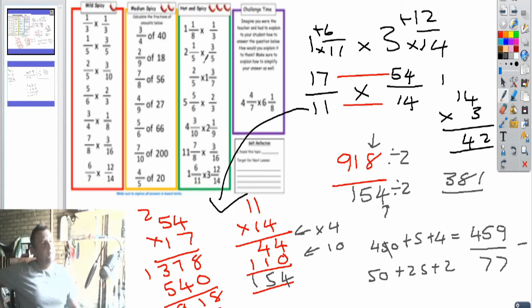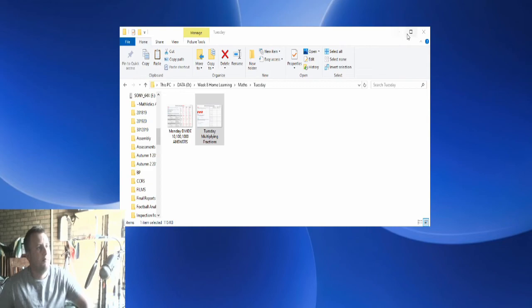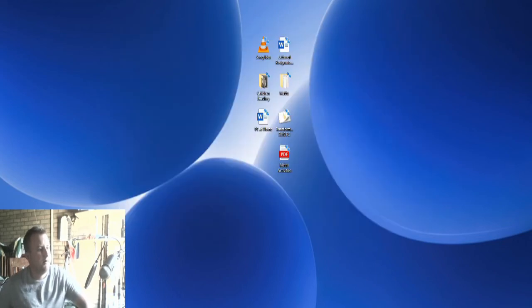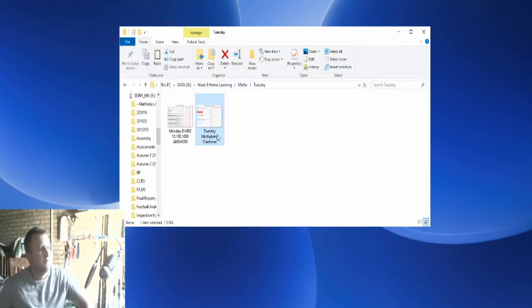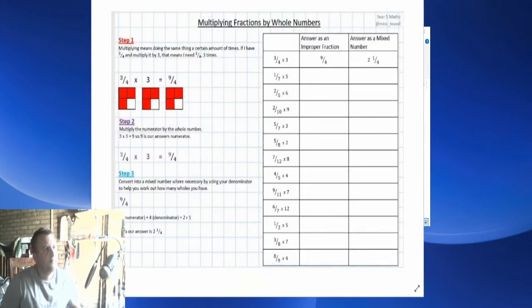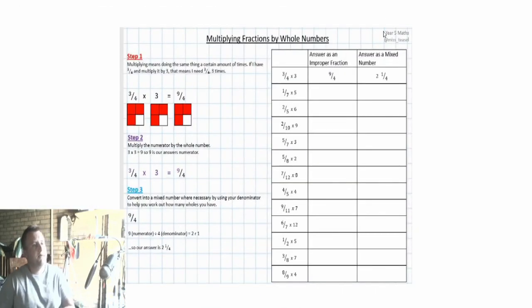This is a nice worksheet because it goes from ridiculous to ridiculous really very well. Let me show you the actual worksheet that you're going to be doing today. I'll probably go through a couple of those questions as well. So this is what you're going to be doing today.